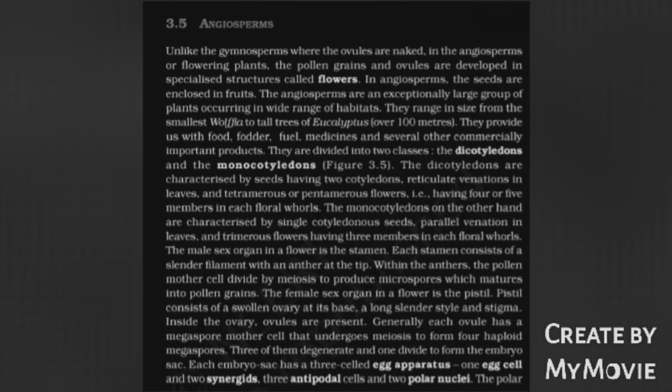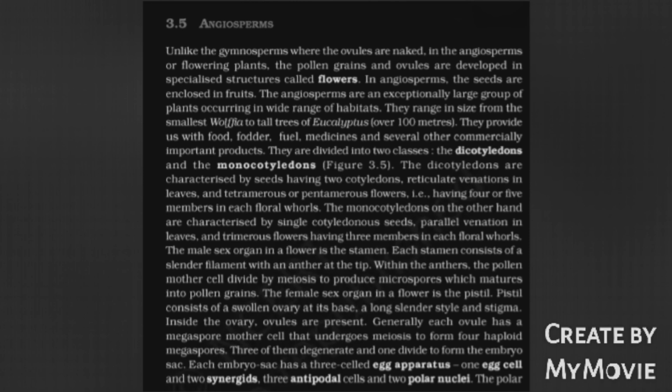Figure 3.5. The dicotyledons are characterized by seeds having two cotyledons, reticulate venation in the leaves, and tetramerous or pentamerous flowers, that is, having 4 or 5 members in each floral whorl. The monocotyledons, on the other hand, are characterized by single cotyledonous seeds, parallel venation in leaves, and trimerous flowers having 3 members in each floral whorl.